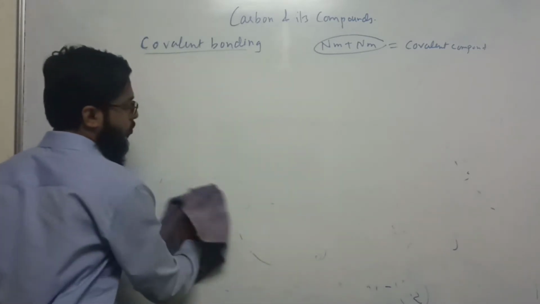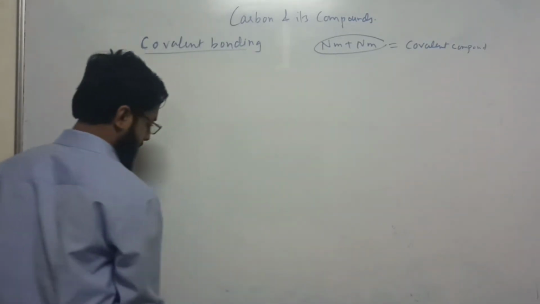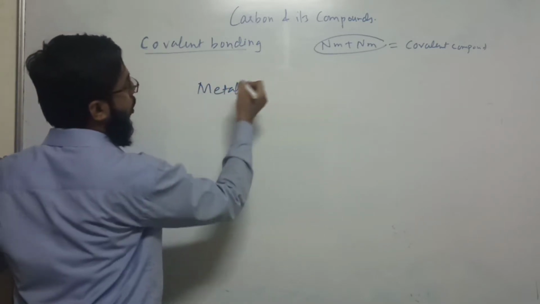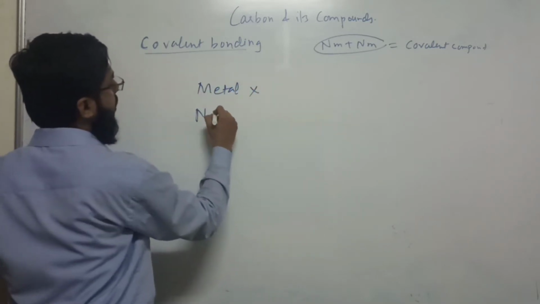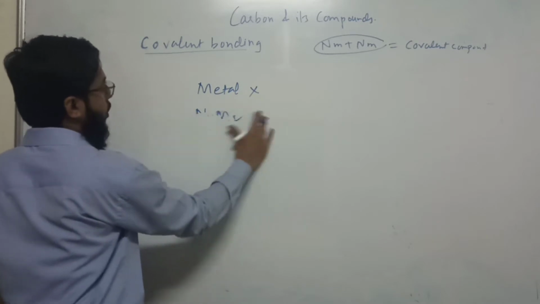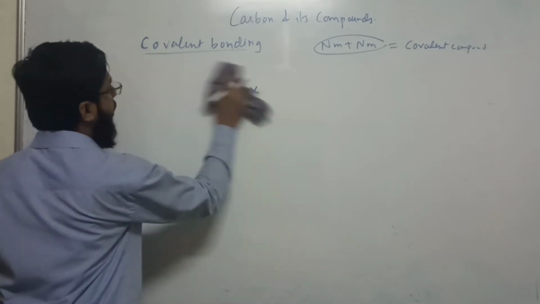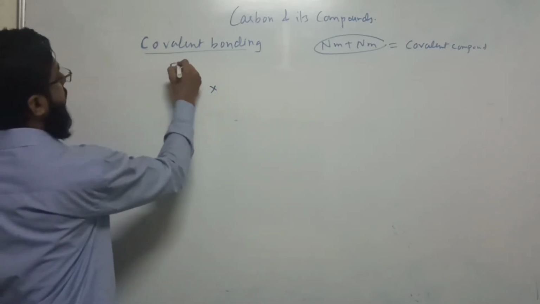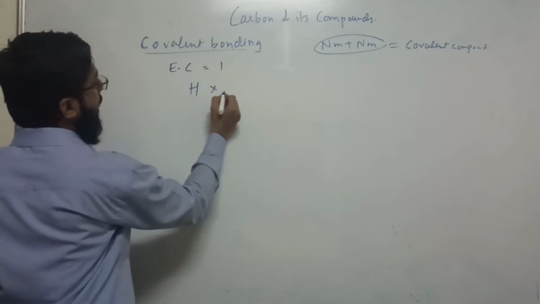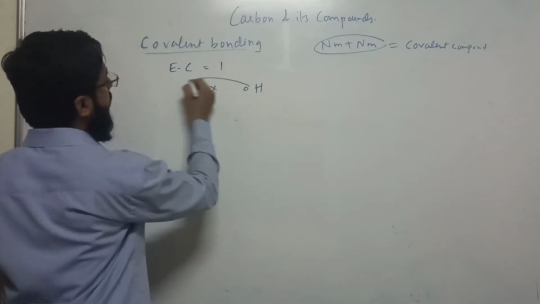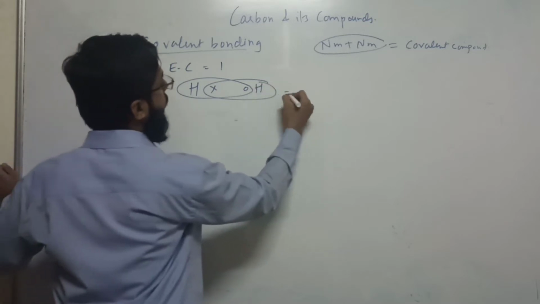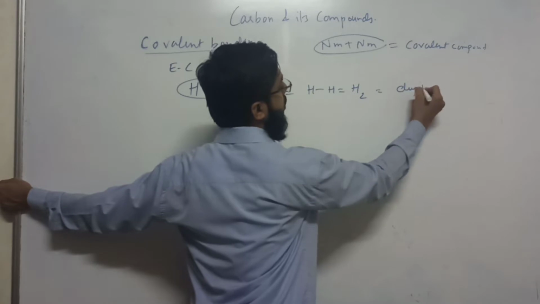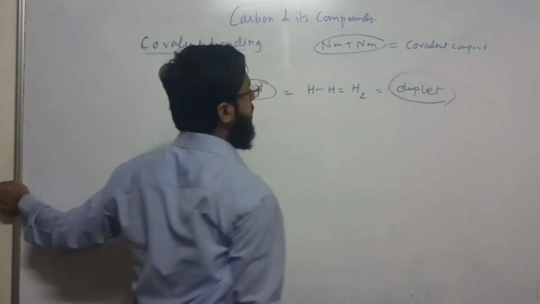So always remember, covalent bond is formed between non-metals. Metals never form covalent bonds. Only non-metals form covalent bonds by sharing of electrons. Let's talk about hydrogen. Hydrogen has one electron. The electronic configuration of hydrogen is 1. Another hydrogen also has one electron. So both share and form an H2 molecule. Now it has a duplet structure. What is a duplet structure? Maximum electrons is 2.